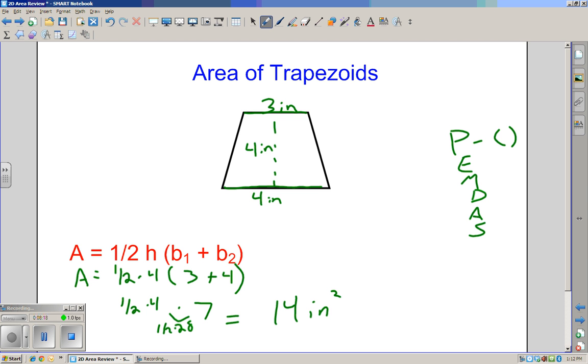And also, if I was doing the 1/2 times 4 times 7, I could just also take half of one of those numbers. So half of 4 is 2, and 2 times 7 is 14. Whichever way you do it, it'll get you the correct answer.